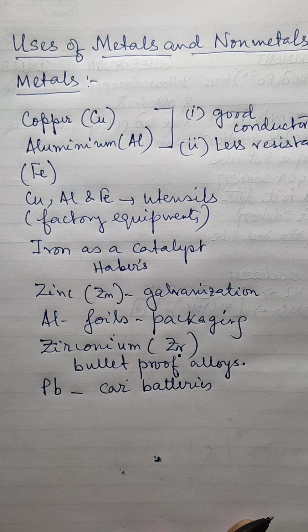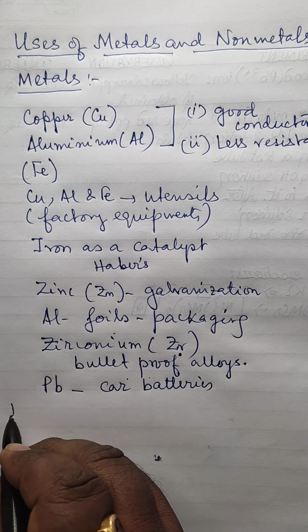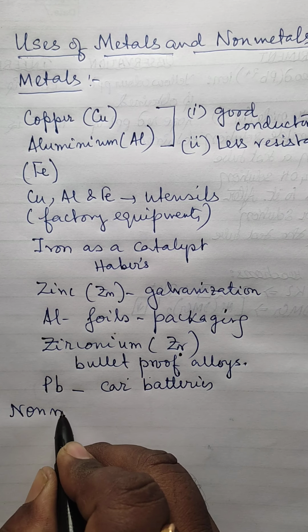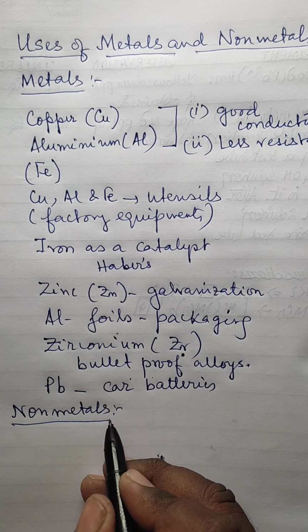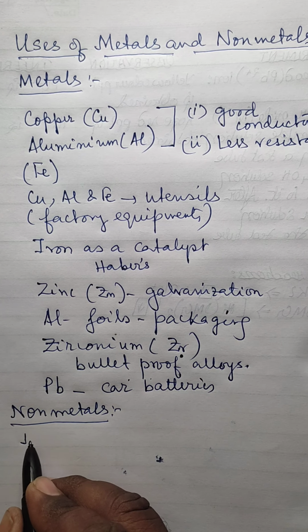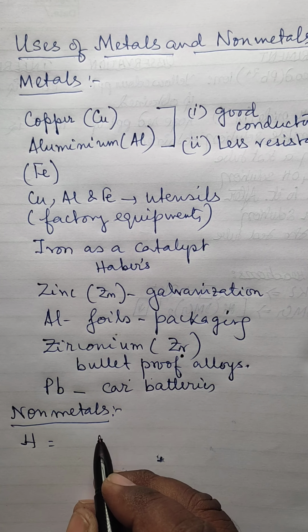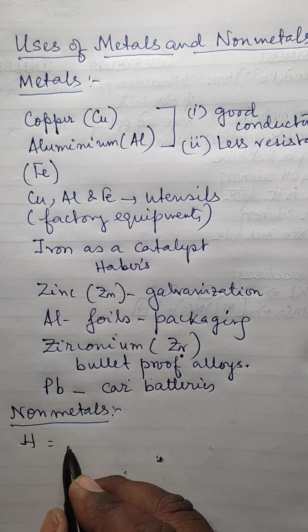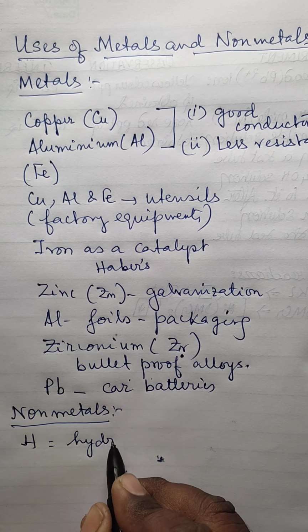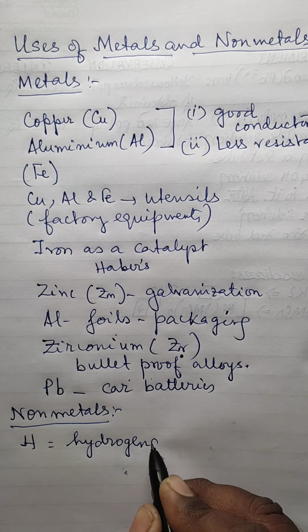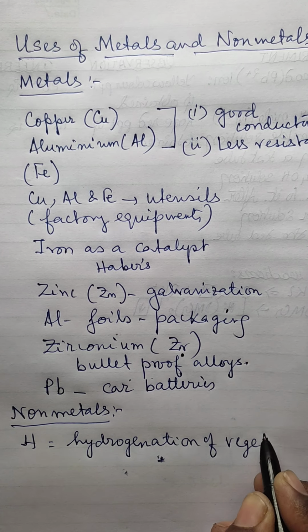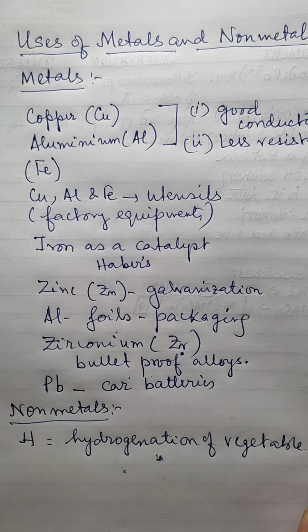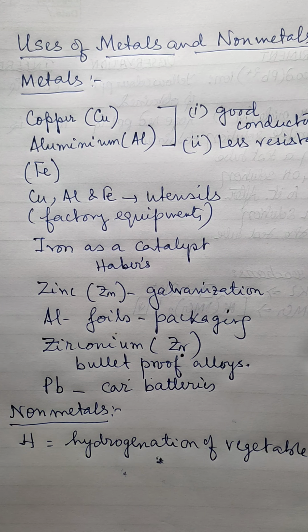After that, we are going to discuss the use of non-metals. In case of non-metals, what is the first use? The first use of non-metals is that of hydrogen. Hydrogen is used for the hydrogenation of vegetable oil in order to make vegetable ghee.